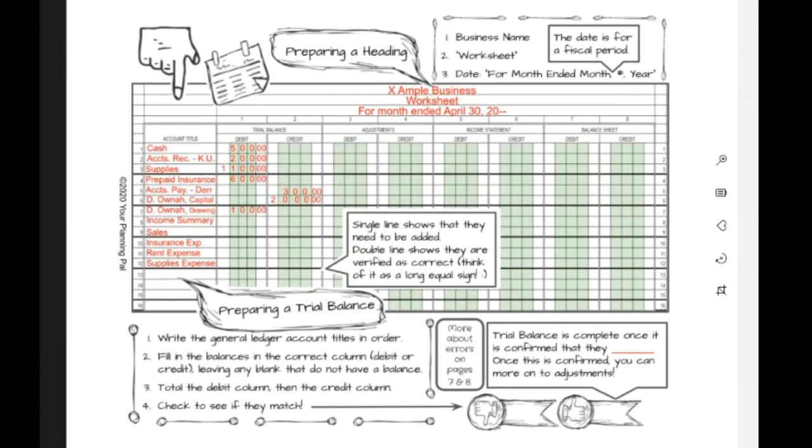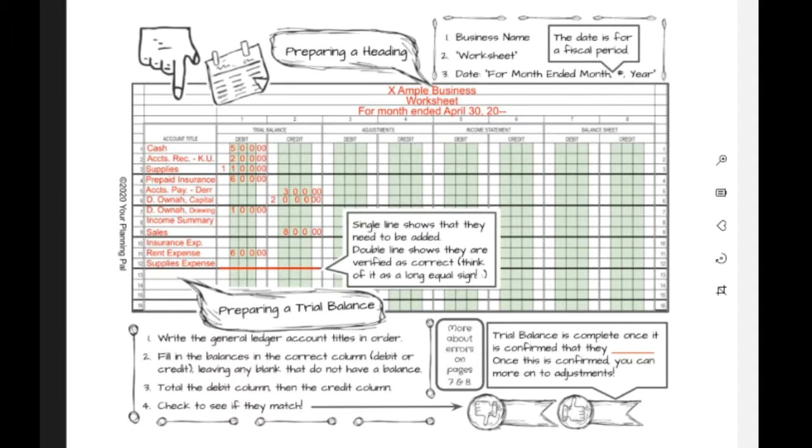There is nothing going on in the income summary account, so you don't put anything there. So make sure you skip a line if you need to. Then sales is a credit balance, and our expenses are debit balances, but only one of our expense accounts has a balance right now. So for insurance expense and supplies expense, you leave those blank, but you do include them. At the bottom, you put a single line to show that you need to do some math there.